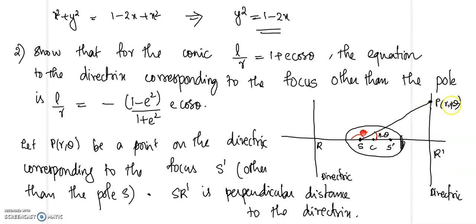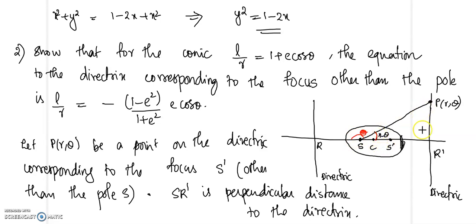So let us take P of r theta to be an arbitrary point on the directrix. So r theta is any point on the directrix. So we need to form an equation involving r and theta. So let us take P of r theta to be a point on the directrix. Our initial line is SR. So when you have the coordinates P of r theta, r is the length SP, and theta will be the angle of inclination with respect to the initial line. The initial line is SR, so this angle is going to be equal to theta.